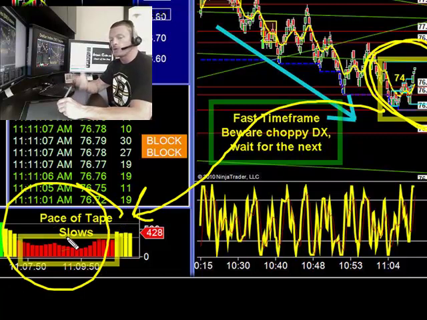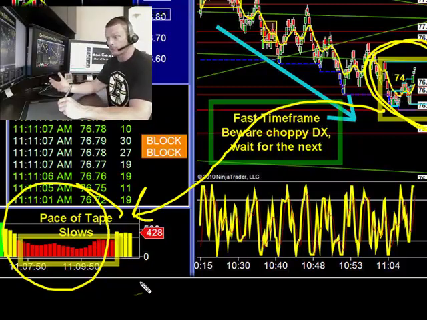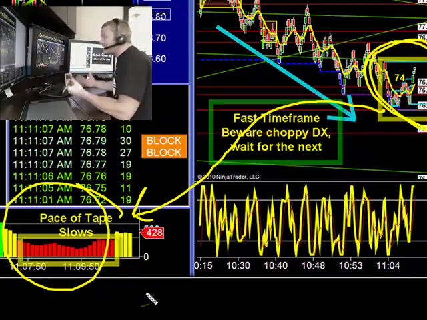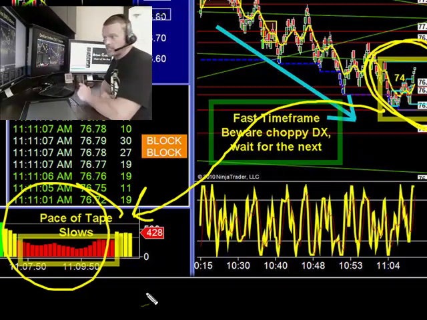So remember we talked about, guys, we use correlations as a filter. We're not going to use correlations as ways of getting into a trade or out of a trade. So watching the dollar index isn't going to give me trading opportunities. It's going to give me a filter. So I look at the dollar index, it begins to go sideways. I then see I have red pace of tape.